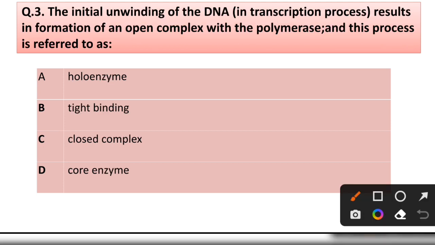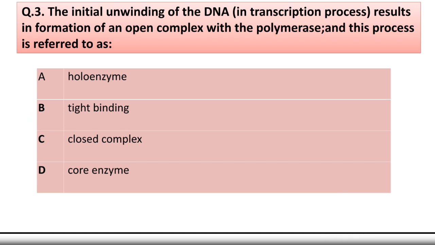Question number 3. The initial unwinding of DNA in the transcription process results in formation of an open complex with the polymerase, and this process is referred to as holoenzyme, tight binding, closed complex, coenzyme. Answer is option B, tight binding.